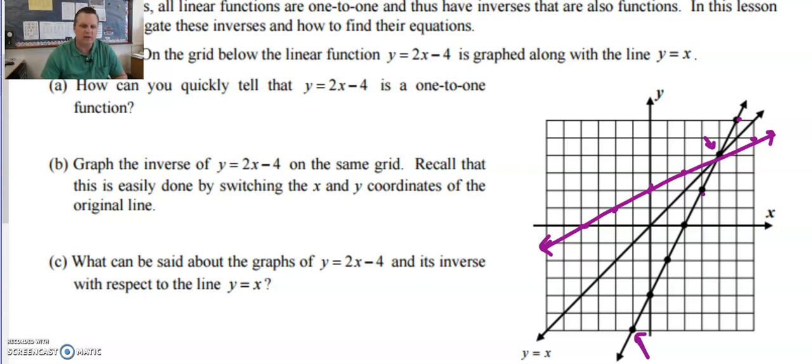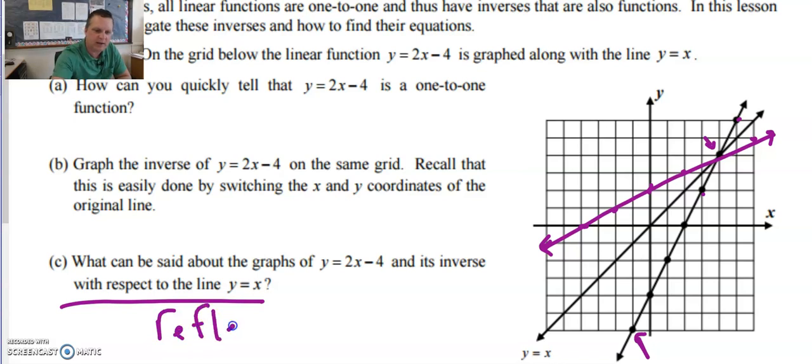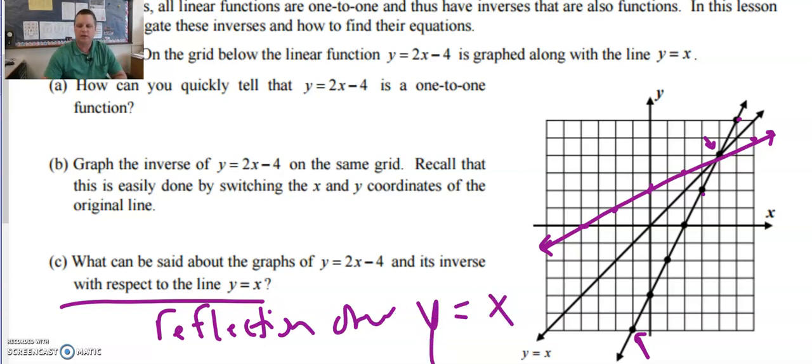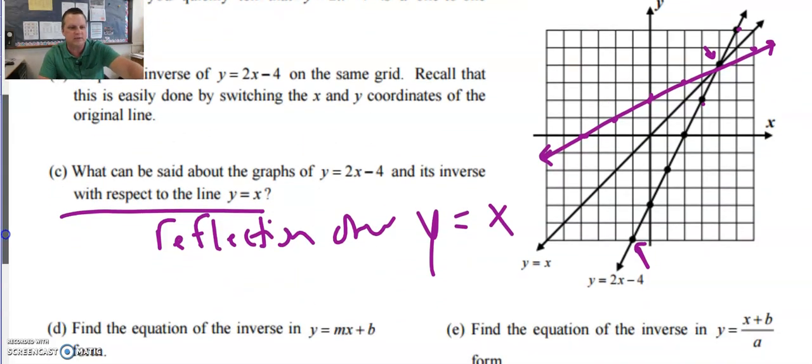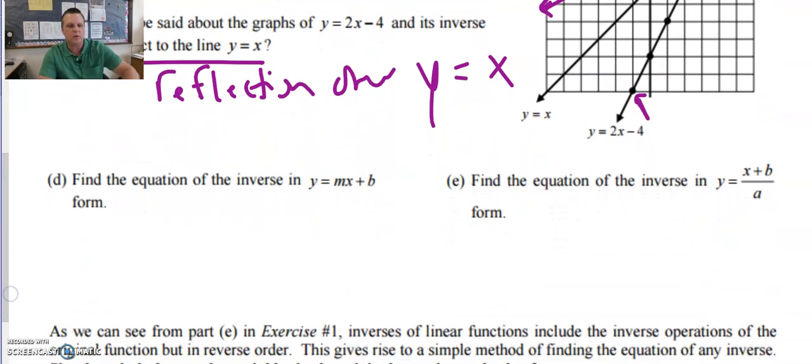What can be said about the graphs of y equals 2x minus 4 and its inverse with respect to the line y equals x? It is a reflection over the line. Reflection over y equals x. So that's what an inverse is. It is a reflection over the line y equals x. Very important.